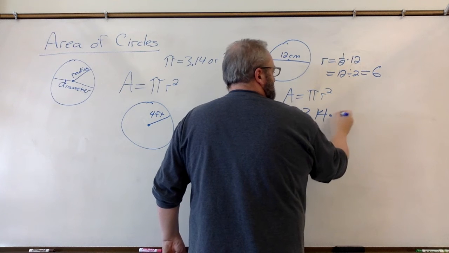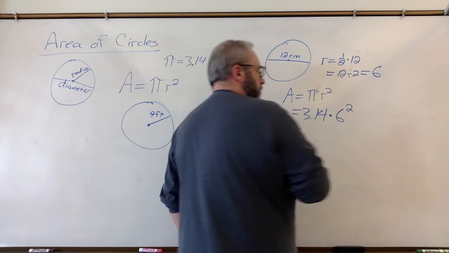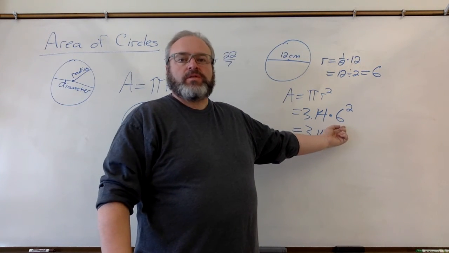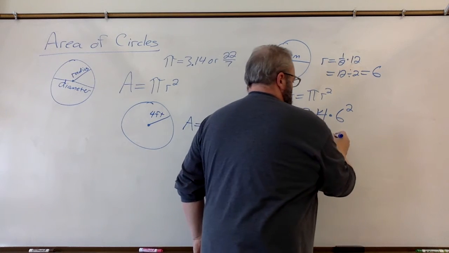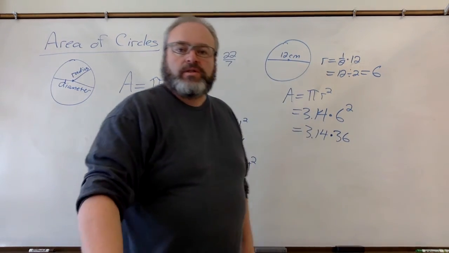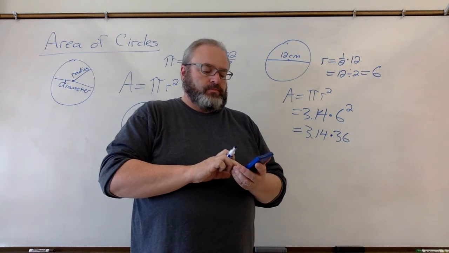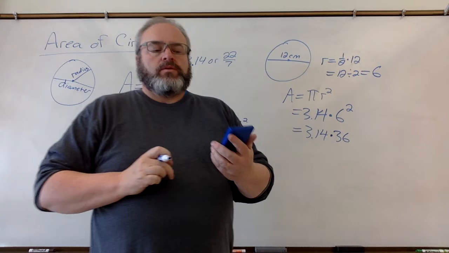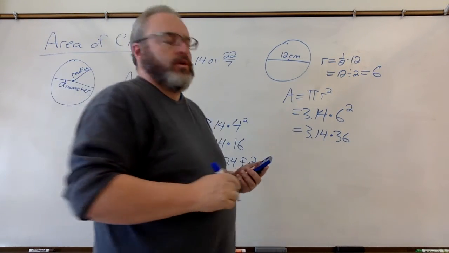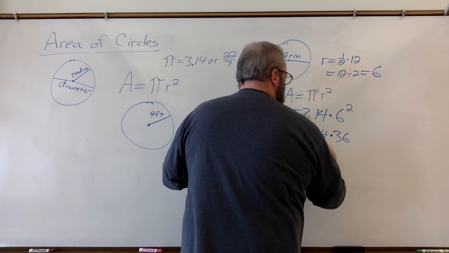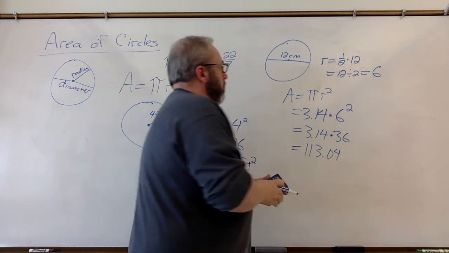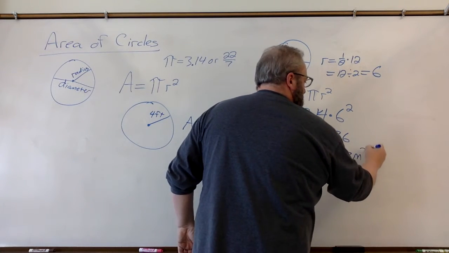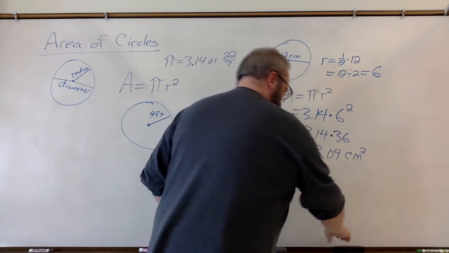3.14 times 6 squared. 6 squared is not 6 times 2, it's 6 times 6, which is 36. 36 times pi is 113.04. So the area of this circle is 113.04 square centimeters.